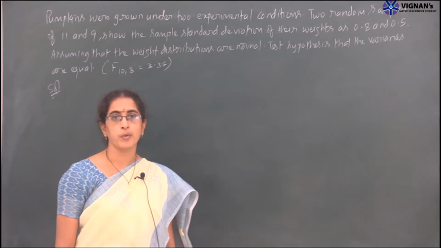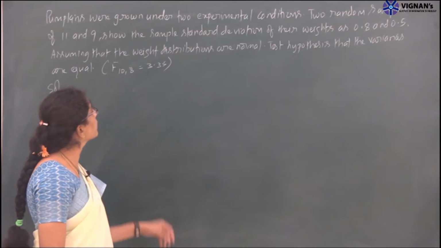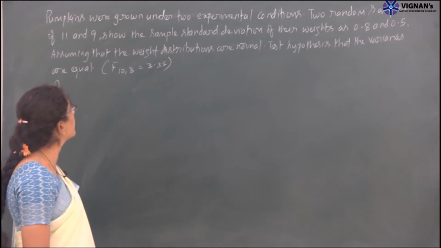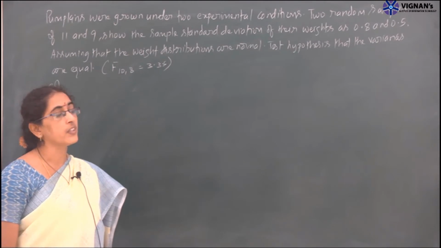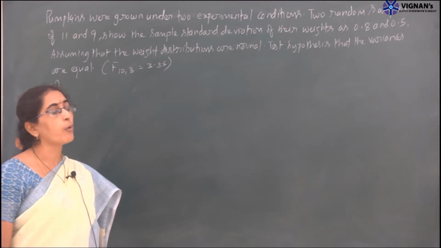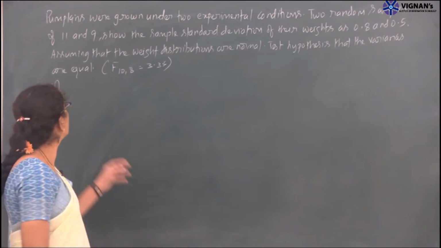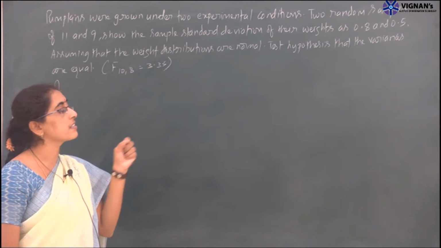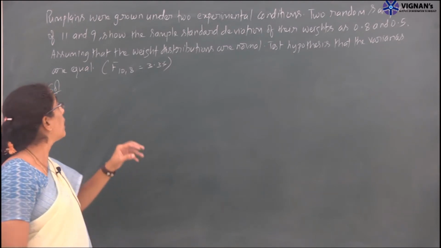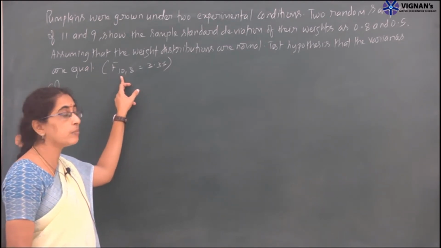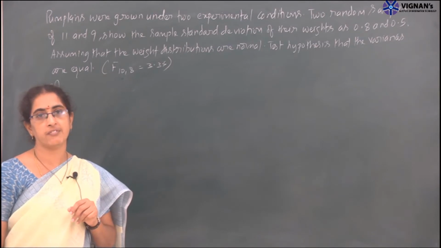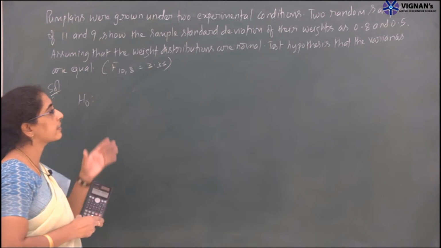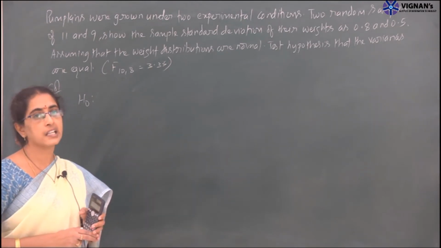Let us see one more problem on this. Pumpkins were grown under two experimental conditions. Two random samples of 11 and 9 show the sample standard deviations of their weights as 0.8 and 0.5. Assuming that the weight distributions are normal, test the hypothesis that the variances are equal, and the tabulated value of F for 10, 8 is given as 3.35. The question is very direct: test the hypothesis that the variances are equal.